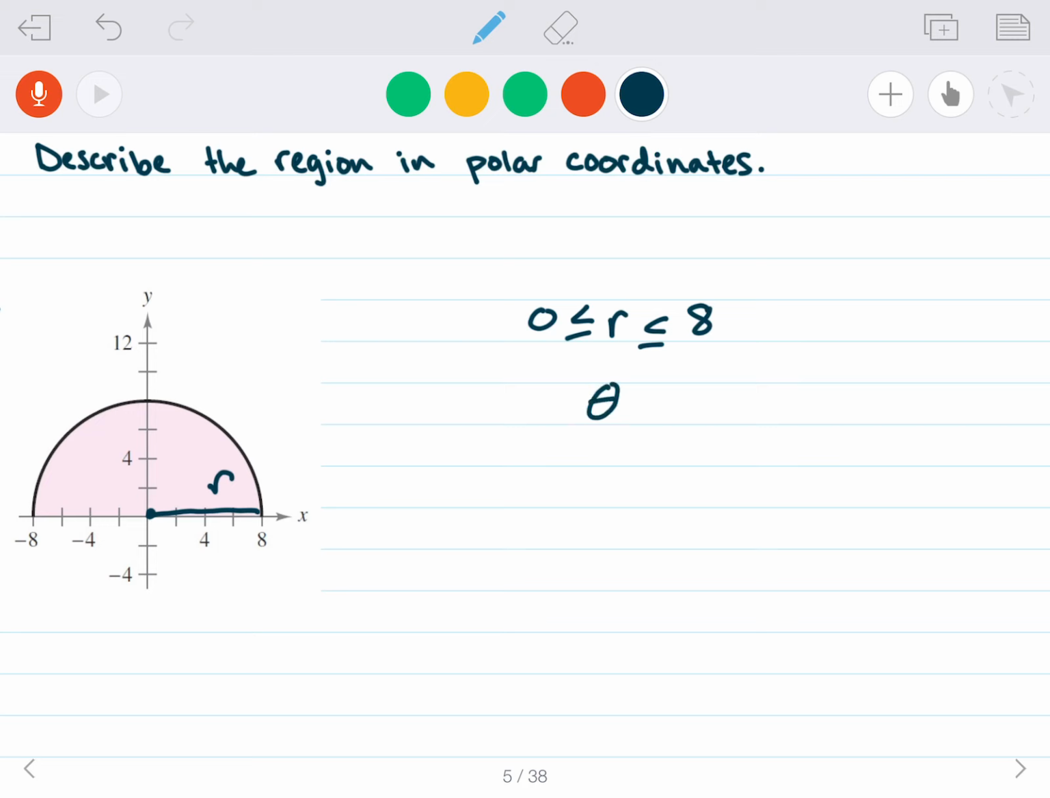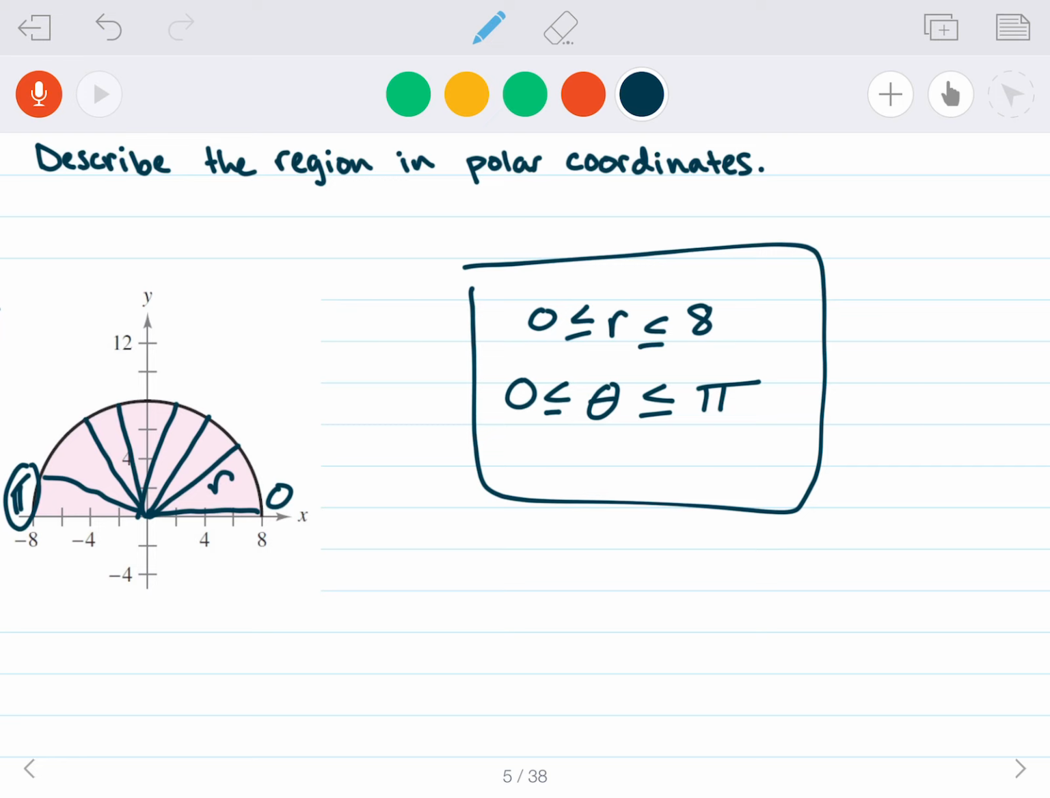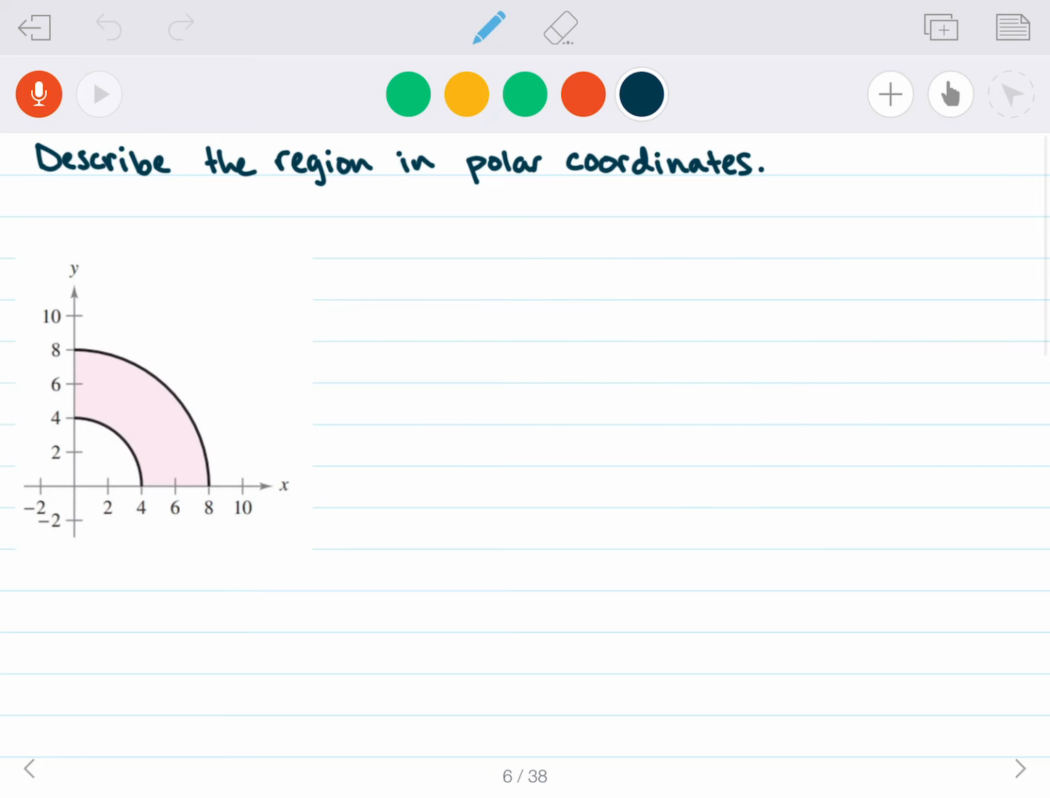And theta is going to vary between 0, because this is where the minimum angle can be. And then as we move along the circle, our angle is going to increase all the way until pi. This is our maximum angle that we can have. So theta is varying between 0 and pi. Okay, so that's how we can describe this region in polar coordinates.